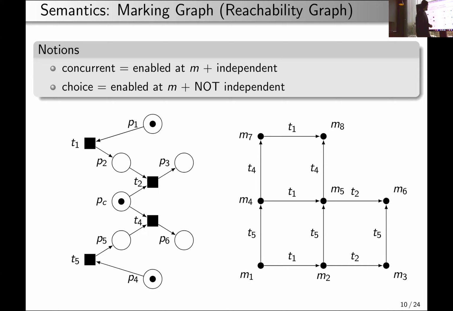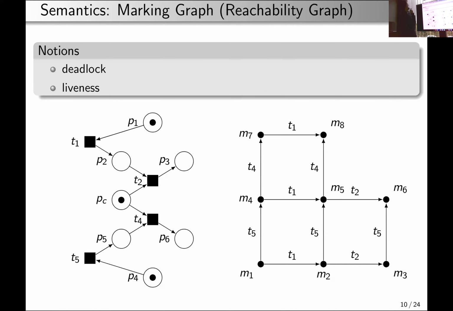So I'm on M5, and now all the preconditions of T2 are enabled, and all the preconditions of T4 are enabled, so they can both fire. But they share one precondition here, meaning that firing one will prevent the other one from firing. Okay, and this is what we call a choice. So they are not independent, but they are also enabled at some state. And well, that's the difference between a choice and concurrency.